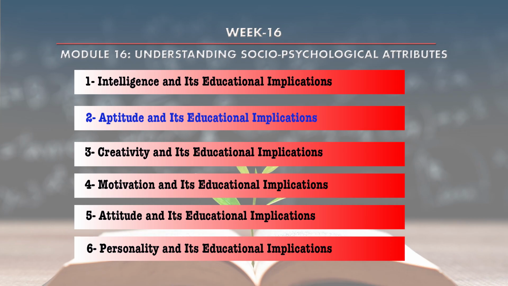In the next sessions, you will find the other lessons, that is Creativity and its educational implications, Motivation and its educational implications, then Attitude and Personality and its educational implications. So, accordingly 6 different lessons are there in this module. Now, let us focus upon our second lesson, that is Aptitude and its educational implications.